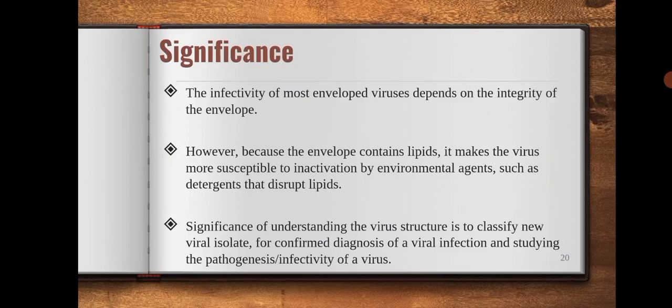The infectivity of most enveloped viruses depends on the integrity of the envelope. However, because the envelope contains lipids, it makes the virus more susceptible to inactivation by environmental agents such as detergents that disrupt lipids. The significance of understanding virus structure is to classify new viral isolates for confirmed diagnosis of virus infection and for studying the pathogenesis or infectivity of a virus.